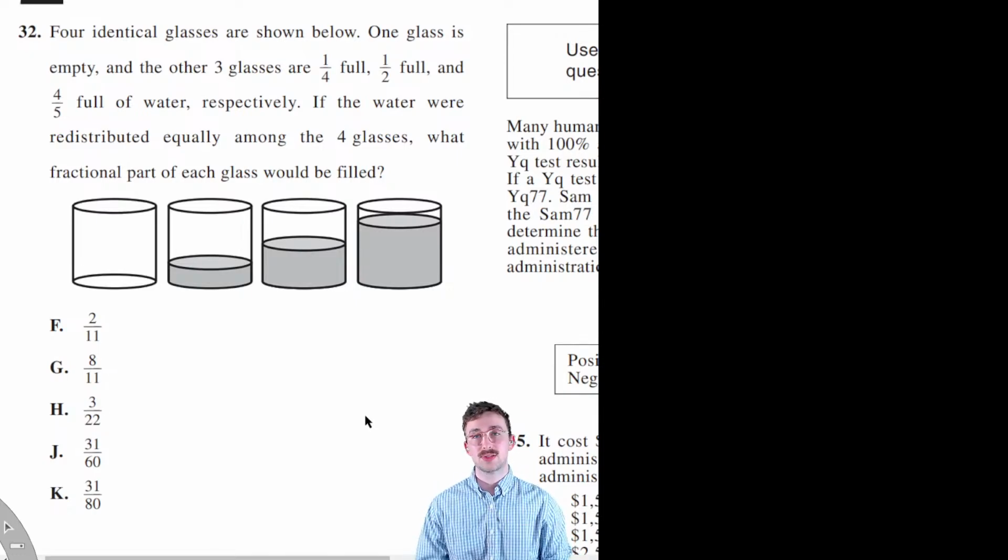4 identical glasses are shown below. One glass is empty, and the other 3 glasses are a quarter full, half full, and 4/5 full of water, respectively. If the water were redistributed equally among the 4 glasses, what fractional part of each glass would be filled? Okay, so this is actually just an average problem. The big thing that you can't forget here is that there's an empty one. But yeah, this is just going to be an average problem.